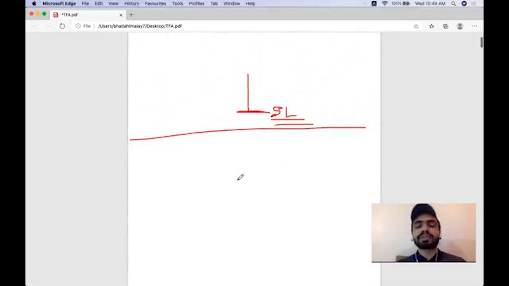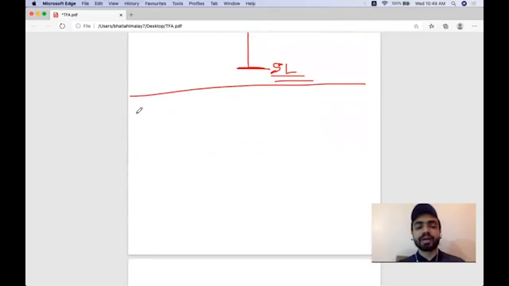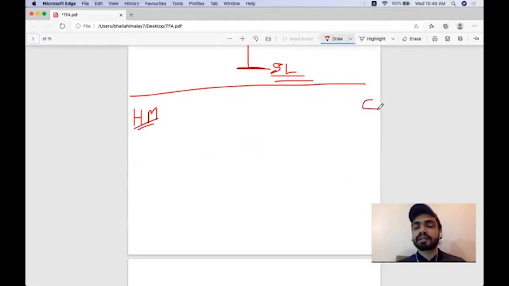So the opposite version of a hammer is known as your hanging man pattern. All right. Let's take a look at the criteria. The first criteria over here should be that there should be an existing uptrend in the market.